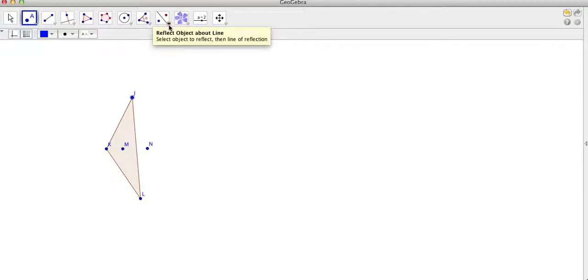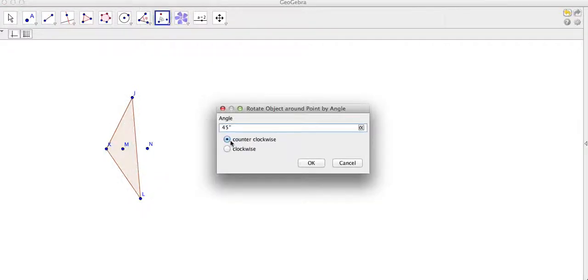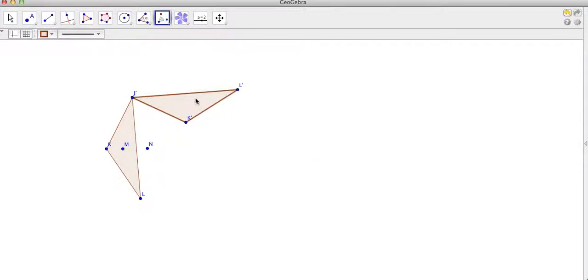So we would use the rotation tool. In most cases, you rotate an object counterclockwise by an angle of your choice. In this case, we will rotate it 90 degrees counterclockwise, and of course it would usually be counterclockwise. So the new rotation would look like this.